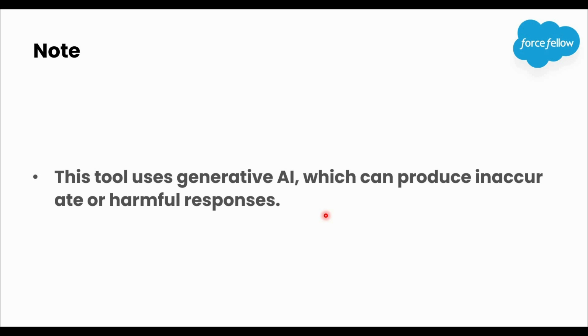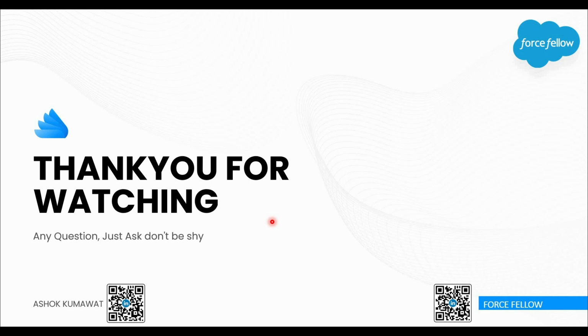A quick note here that this tool uses generative AI, which can produce inaccurate or harmful responses. So as a developer, before using any generated code, we should always test it properly. Okay. So that's it in this video, where we have seen what is Einstein for developers, how we can set it up in our VS Code, and also we have generated code for some scenarios.